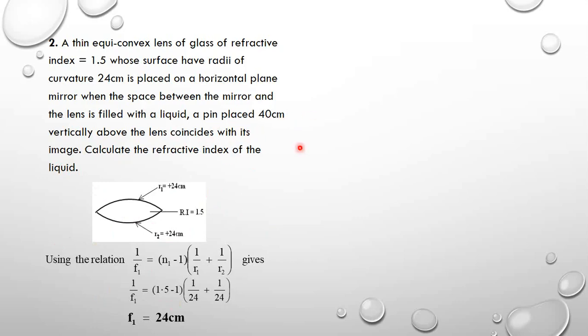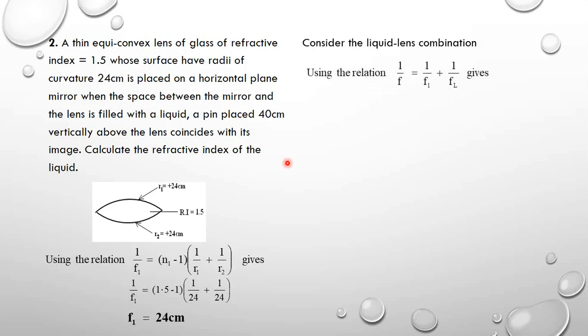If you remember the experiment so well, this 40, when you have placed the liquid, that's the focal length of the combination, the distance from the pin up to the lens. So that is the focal length of the combination. So if you know that, we shall get the focal length of the liquid lens. So now we are looking for the focal length of the liquid lens.